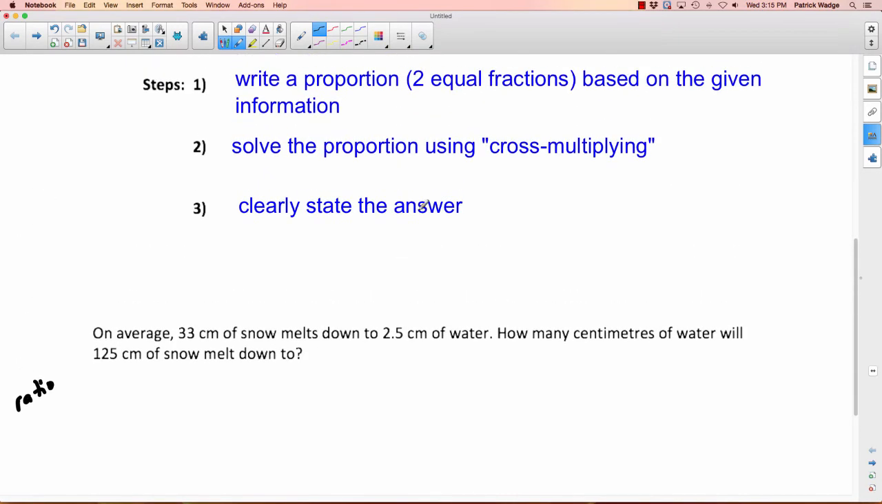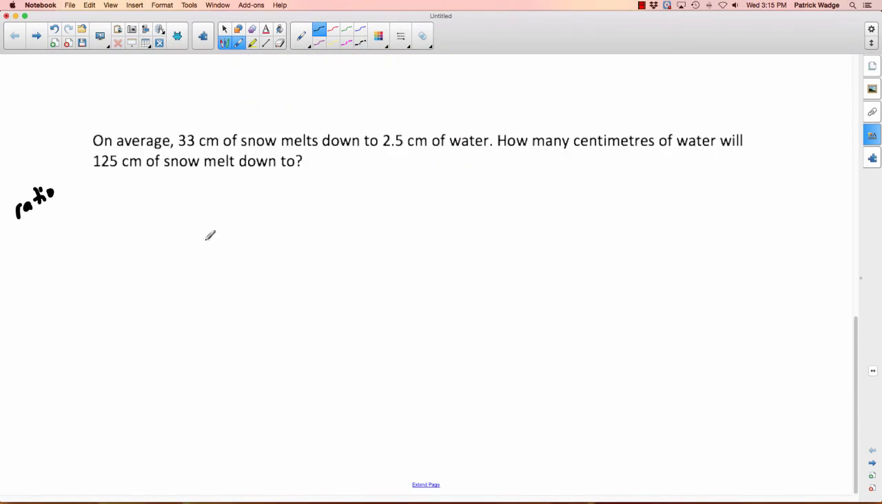So the first step, we want to write a proportion, two equal fractions, right? So we're going to have one fraction, we're going to say it's equal to another fraction. All right, let's look at what we know. We know that 33 centimeters of snow melts down to 2.5 centimeters of water. In other words, there's a ratio here. There's a comparison. We don't need to write centimeters because the units are all the same. It's a ratio. If you want to put centimeters and centimeters, it's fine, but you don't have to.